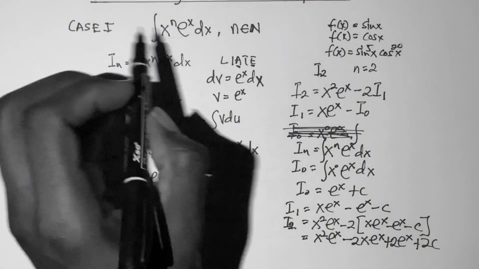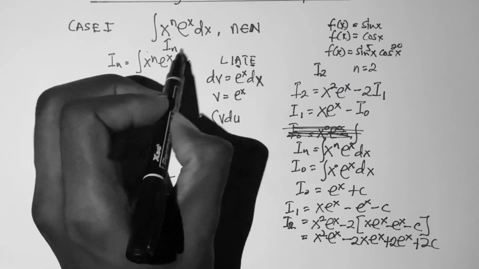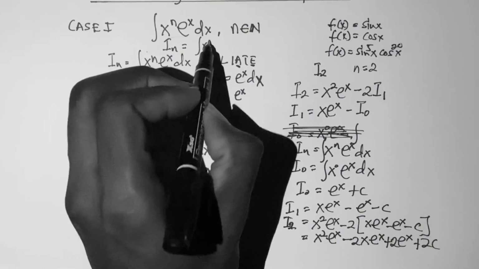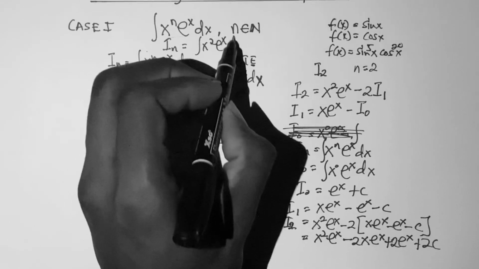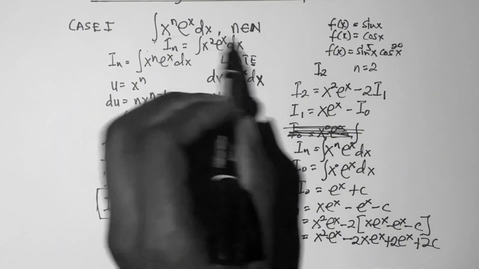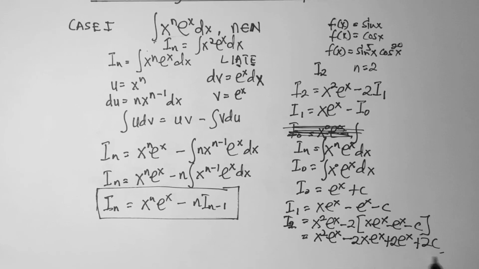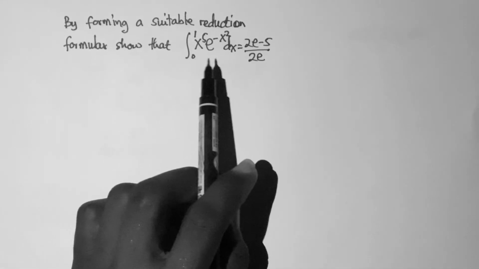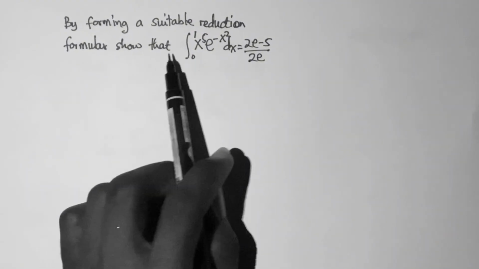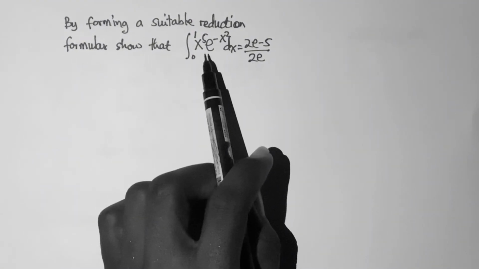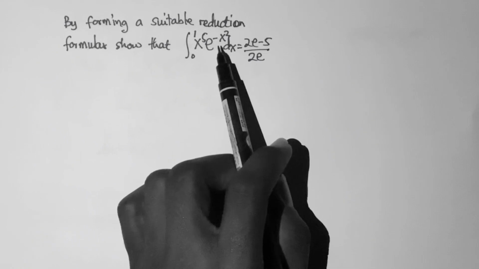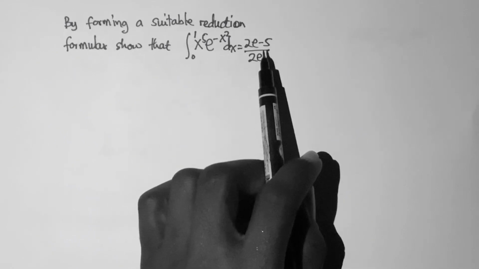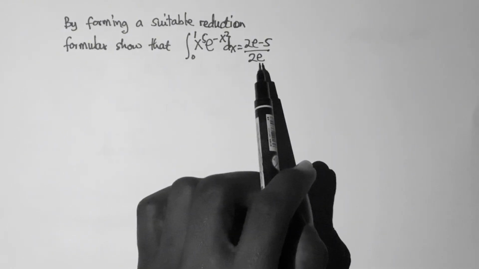This I of 2, in other words, is the same as I of n equal to the integral of x squared e^x dx. If you do this integral, you will find that the answer is this answer. So we have this question here, which is, by forming a suitable reduction formula, show that the integral from 0 to 1 of x^5 e^(-x^2) dx is equal to (2e - 5) divided by 2e.